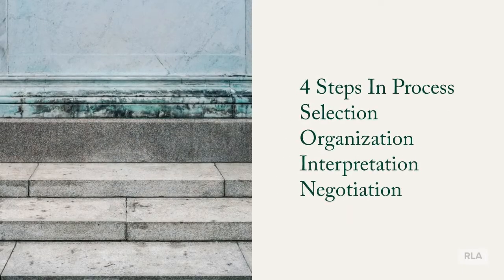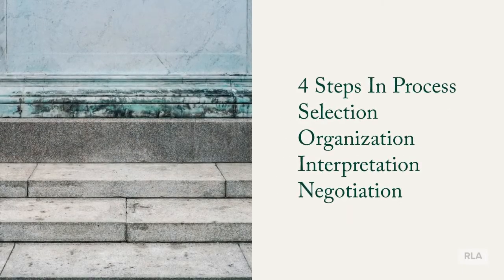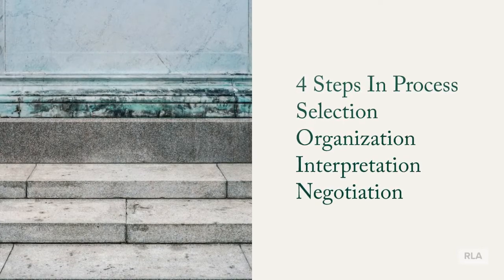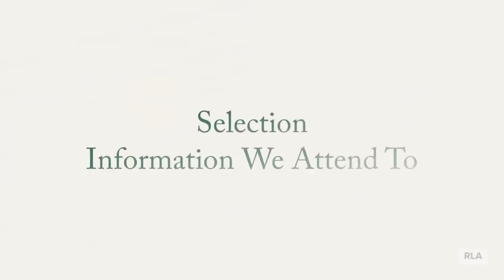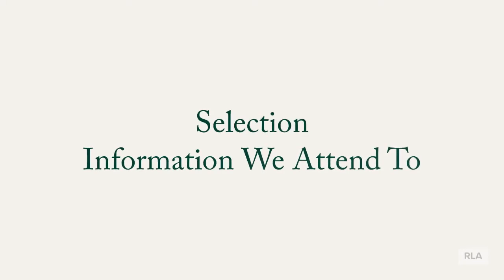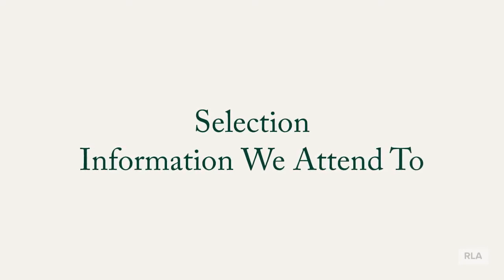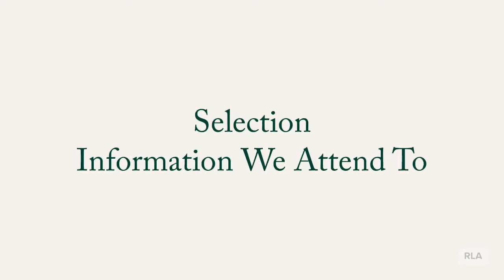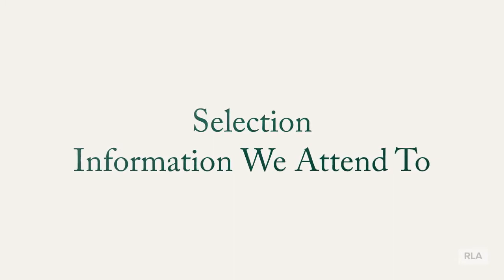According to your textbook, there's 3 main steps in the perceptual process, but I'm going to add a 4th. So first of all, let's talk about selection. We don't attend to all the information that's out there in the world. We only select certain information to attend to. So how do we determine which information to select and which not to?